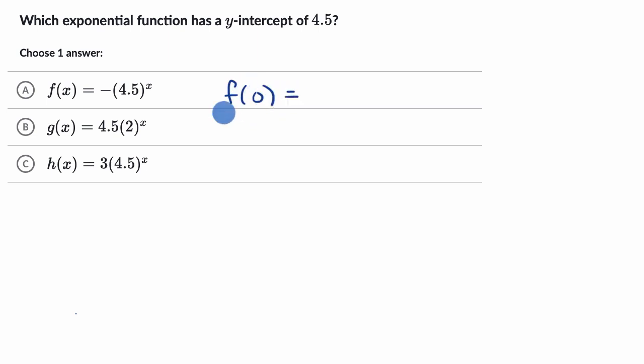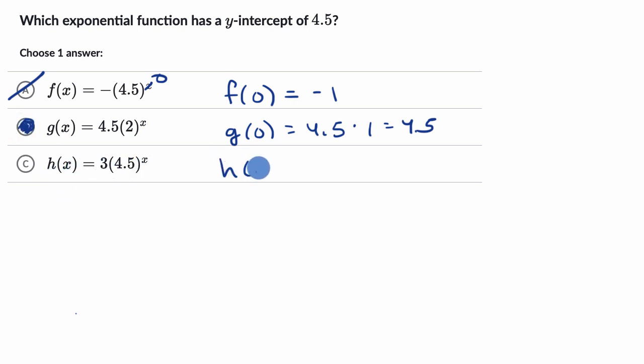F of 0 in this situation, when x is 0, this is all going to be 1 times a negative, so this is -1. So not a y-intercept of 4.5. Rule that one out. So g of 0 right over here is going to be 4.5 times 2 to the 0, which is 1, which is equal to 4.5. I like this one. I will fill it in. Now let's just double check this one. H of 0 is equal to 3 times 4.5 to the 0 power, 3 times 1, which is equal to 3. So that is not a y-intercept of 4.5, so I'll rule that one out as well.